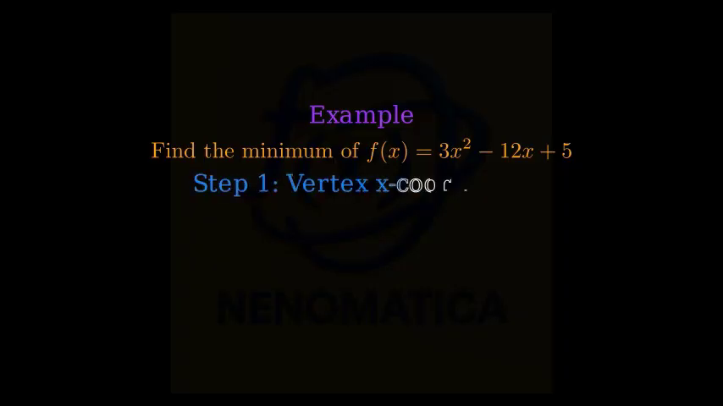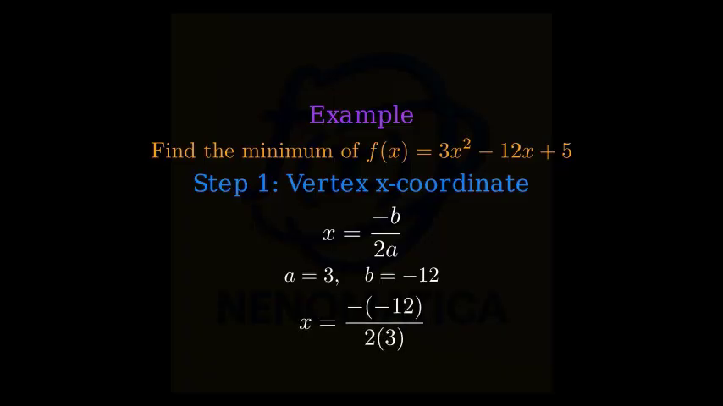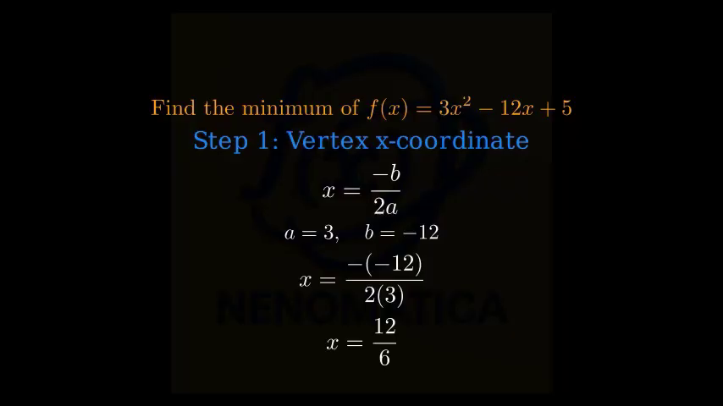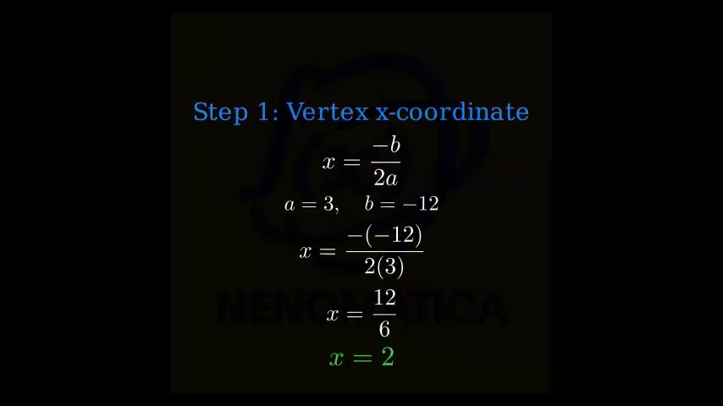Step 1. Find the x-coordinate of the vertex. We use x equals negative b over 2a. Here, a equals 3 and b equals negative 12. Substitute to get x equals negative (negative 12) over 2 times 3. That equals 12 over 6, which simplifies to x equals 2.